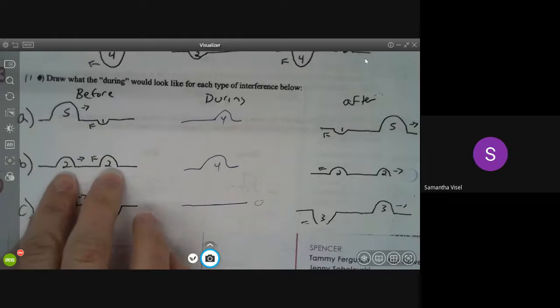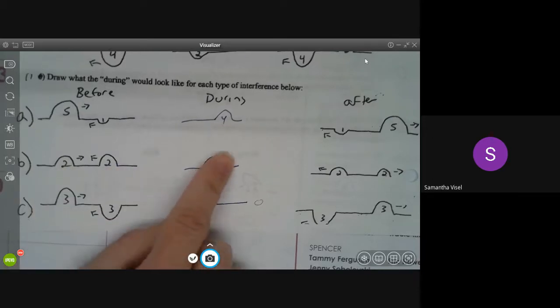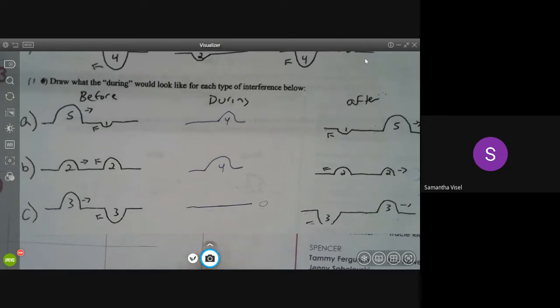2 and 2, so same plane. Since they're both crests, we're going to have constructive interference. So our new wave, a single wave pulse in the during, is going to have an amplitude of 4. We're going to add these two together. And then here we have complete destructive interference. They're equal in size but opposite in direction. So 3 plus a -3. They're going to cancel out when they meet up in the middle.